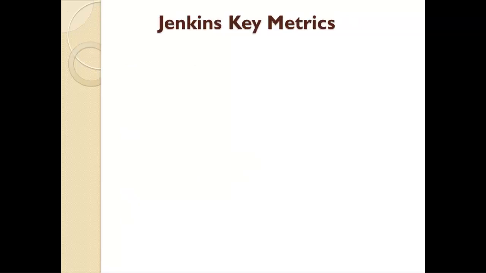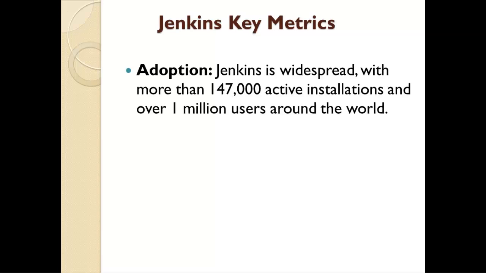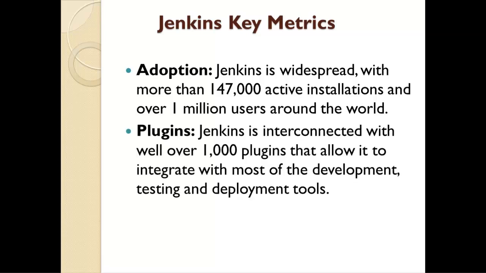And next, Jenkins key metrics. The first one is adoption. Jenkins is widespread, with more than 147,000 active installations and over 1 million users around the world. So it can adapt to any environment and a large number of users can use it. That is one key metric. The next one is plugins. It has thousands of plugins used for development, testing and deployment tools. These two are the key metrics of Jenkins.